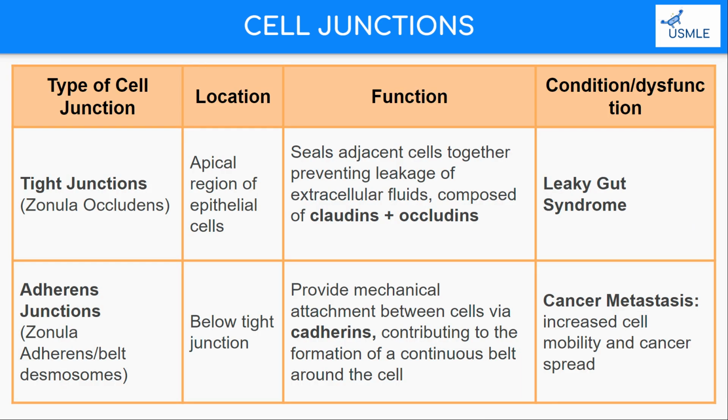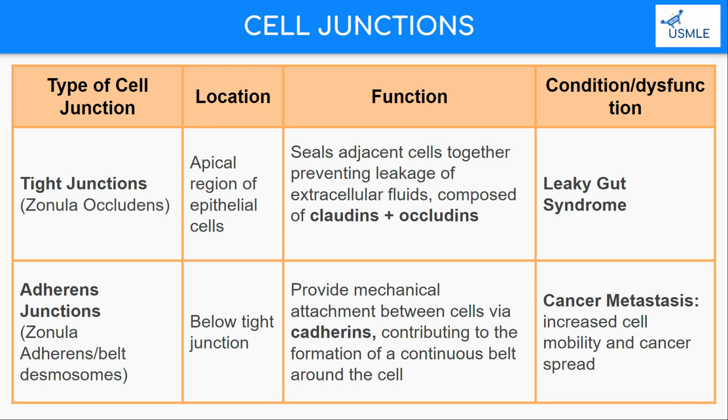Starting at the top, we have the tight junctions, which are located in the apical region of the epithelial cells. They are also called zonula occludens. These seal the adjacent cells together, preventing leakage of extracellular fluids, and are composed of claudins and occludins. A condition associated with them is leaky gut syndrome, where these junctions are compromised and may result in the paracellular shift of any fluids.